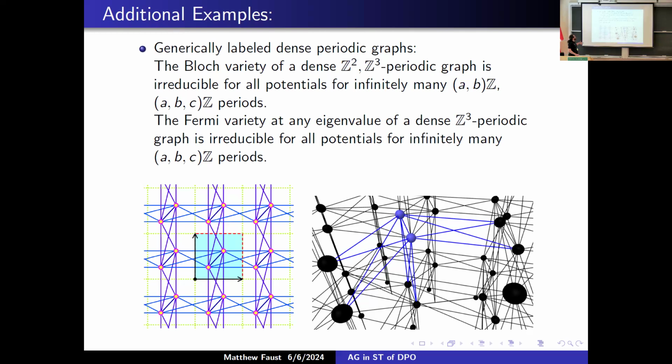Once again, it's not as strong as for the graphene case, where it doesn't actually matter our choice of A, B, and C. There might be some restrictions on A, B, and C, but you know for sure that there exist infinitely many combinations of A, B, and C such that you're able to conclude irreducibility for all potentials.